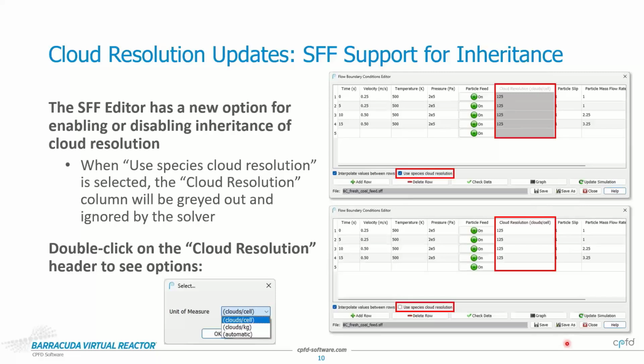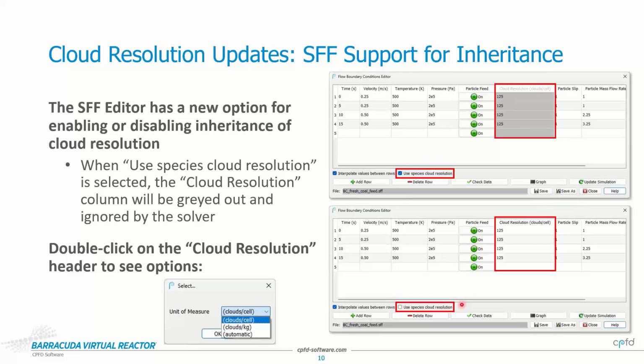The new options and inheritance behavior have also been applied to BCs using SFF files to control transient feeds. A new checkbox has been added for Use Species Cloud Resolution. For new projects created in version 24.1, this option is selected by default so that the BC will inherit the species cloud resolution setting. For older projects, this option is not enabled by default in order to maintain strict backwards compatibility.